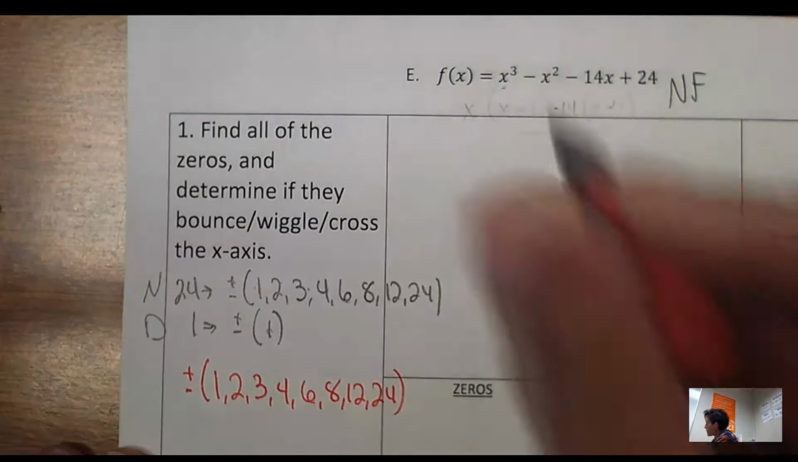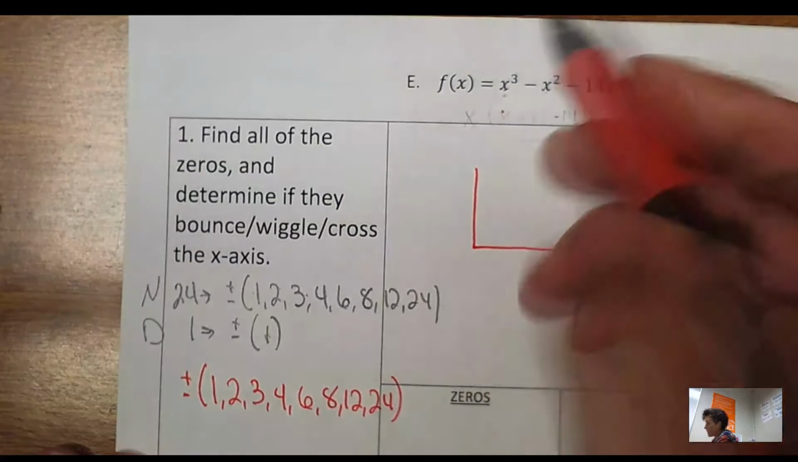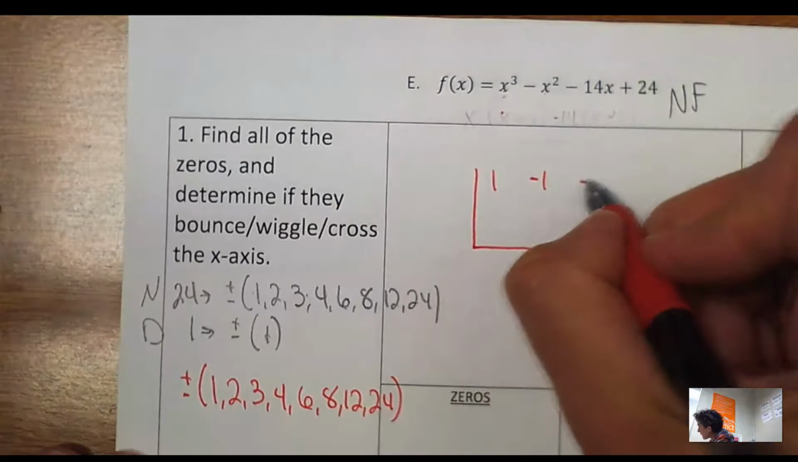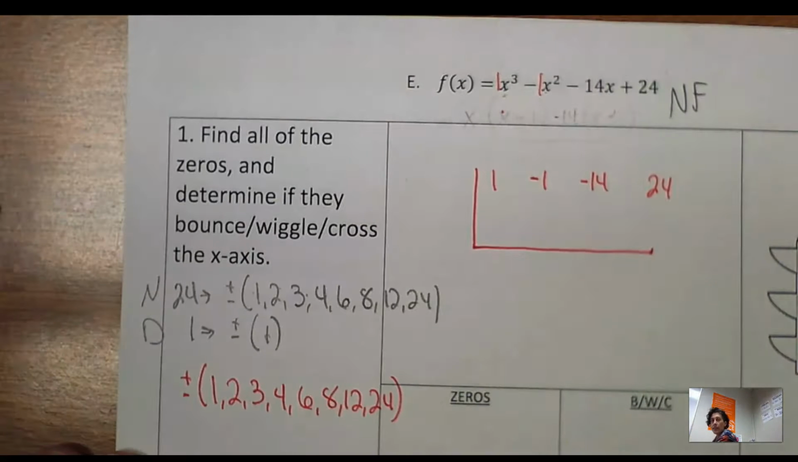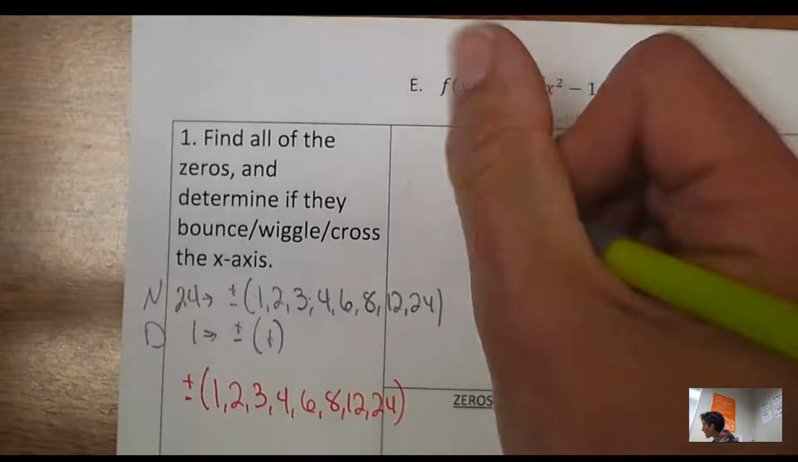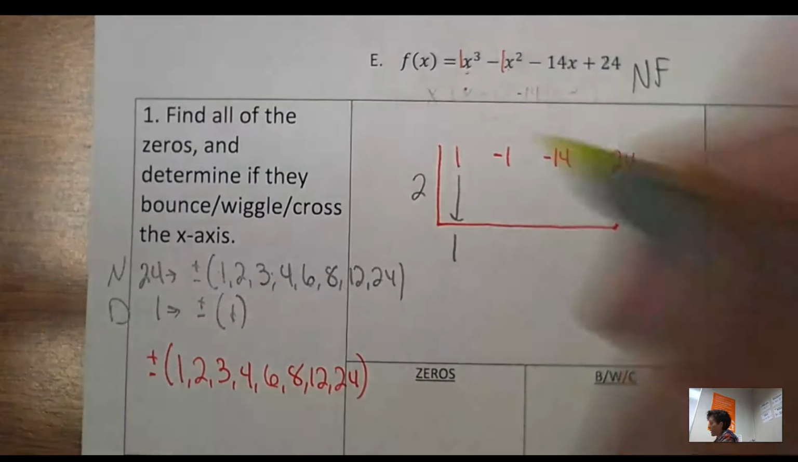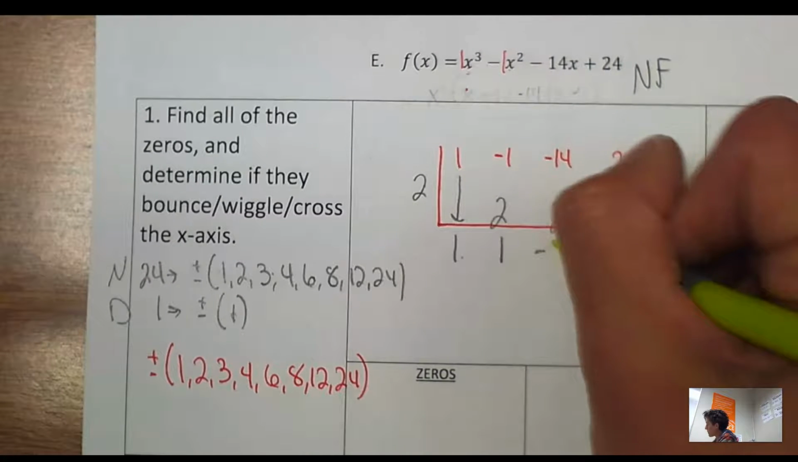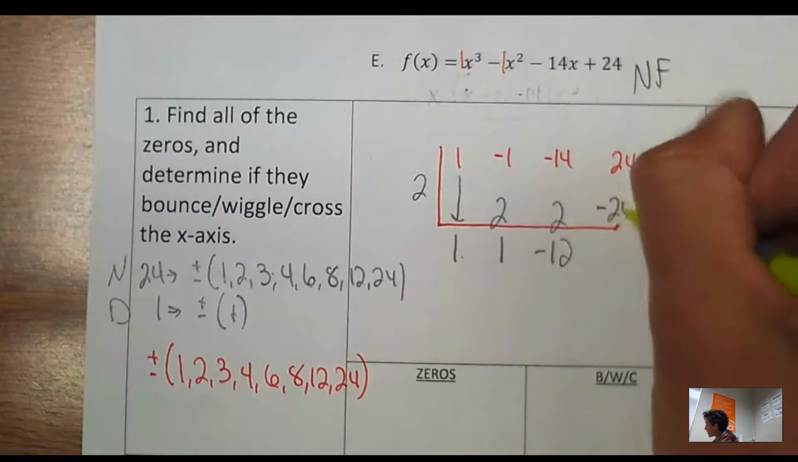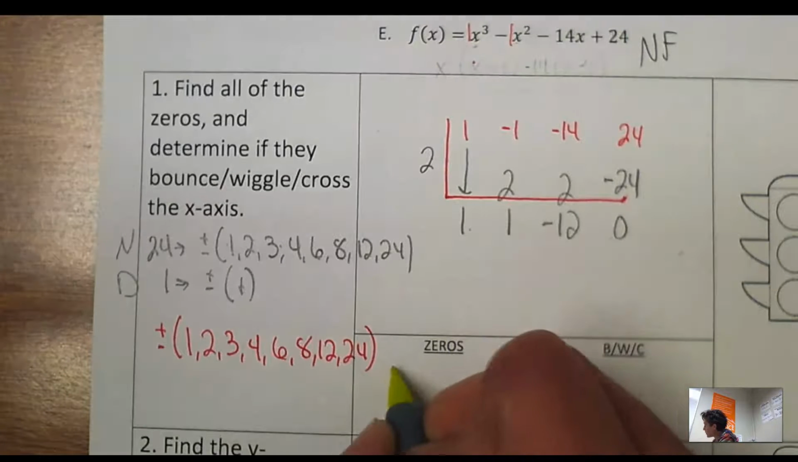So I'm going to make the box, check my countdown, 3, 2, 1, nothing. So I'll put 1 and negative 1 and negative 14 and 24. I'm just taking these numbers that are here. And so I would like a number that's going to work right away. So a number that will work right away is a 2. I've already checked it. And I'm going to bring this down. And 2 times 1 is 2. I'm going to add this up. 2 times 1 is 2. Add this up. Negative 12 times 2 is negative 24. And I get the 0 that I needed. So remember, this tells me that it worked. It tells me that 2 is a 0.